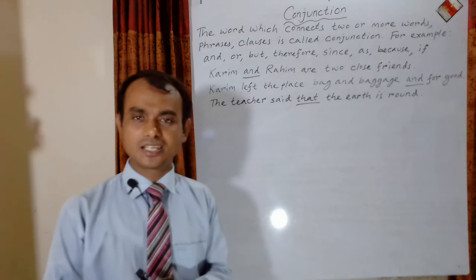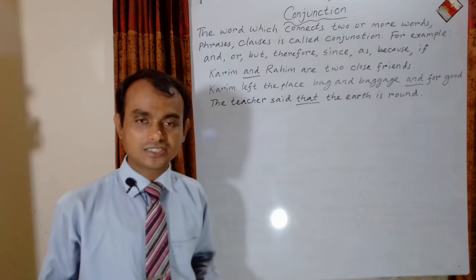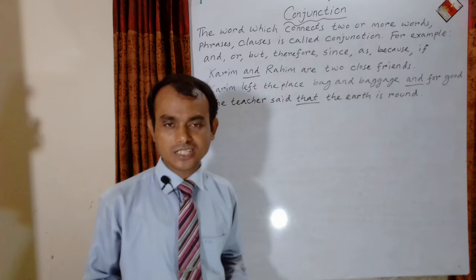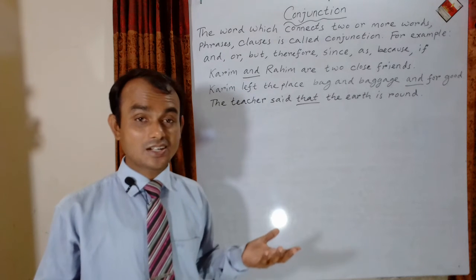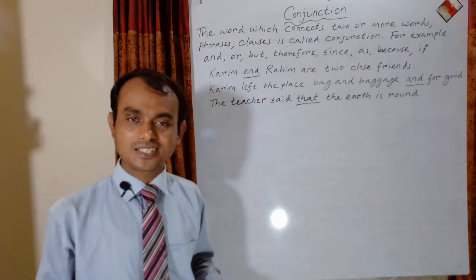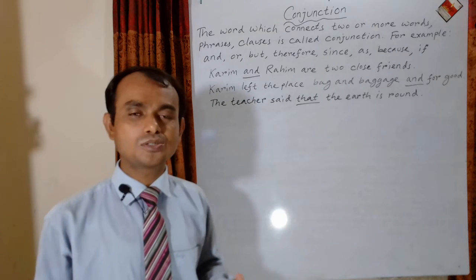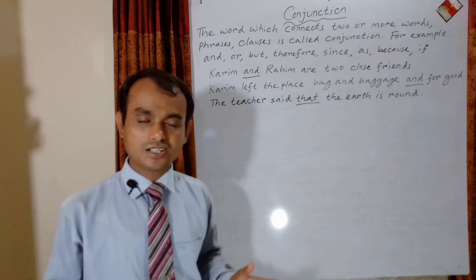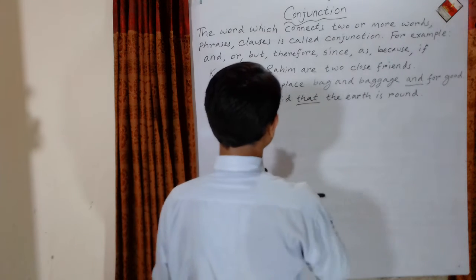Dear students, conjunction is of three kinds: coordinating conjunction, subordinating conjunction, and correlative conjunction. What is coordinating conjunction? The conjunction which connects the same kind of two or more clauses is called coordinating conjunction. Okay, I am going to write on the whiteboard.